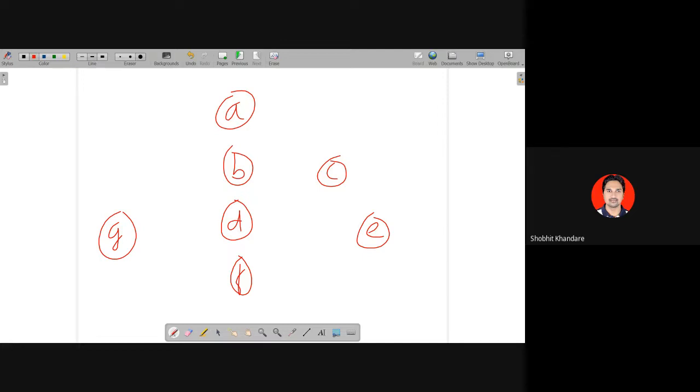Now after seeing this, can someone tell me whether it is a Mealy machine or a Moore machine? If I have drawn only this much, can someone tell me whether I am talking about a Mealy machine or a Moore machine? Mealy machine. Yes, you are right. This is a Mealy machine because in the circle I have drawn only the state. And in the Moore machine, in the circle you write down the state, and below the state you write down the output. Very good.